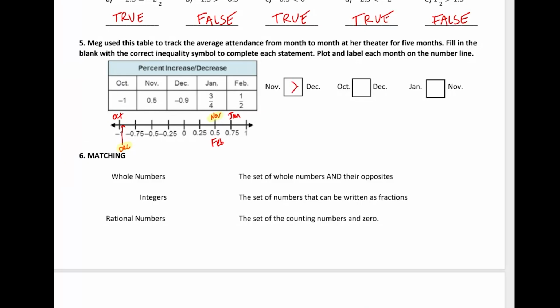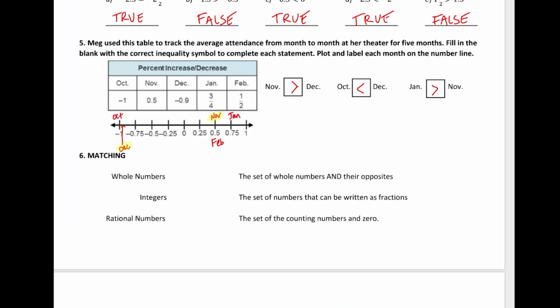So November is greater than December. October is a little bit less than December, not by much, but you can see that -1 is slightly to the left of -0.9. January and November. January is further to the right, 0.75, which is 3/4, is larger than 1/2, which is 0.5. So January is going to be the bigger of the two.